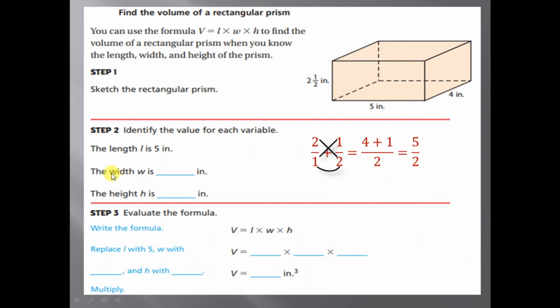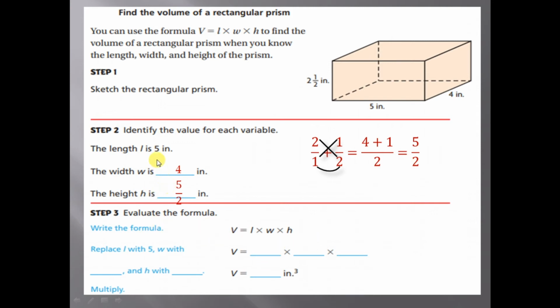Okay, now the length is 5. The width is 4, right? The width is here, 4. The height is 2 and a half. And we will substitute 2 and a half and we put instead of it 5 over 2, right? Okay, now multiply all the three numbers together.